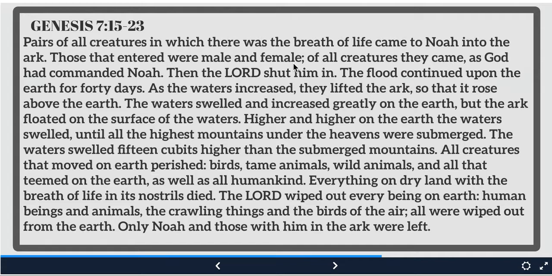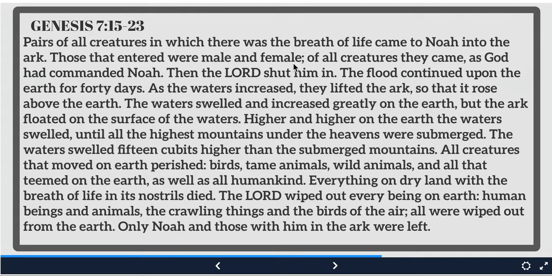Pairs of all creatures in which there was the breath of life came to Noah into the ark. Those that entered were male and female of all creatures that came, as God had commanded Noah. Then the Lord shut him in. The flood continued upon the earth for 40 days. As the waters increased, they lifted the ark so that it rose above the earth. The waters swelled and increased greatly on the earth, but the ark floated on the surface of the waters.